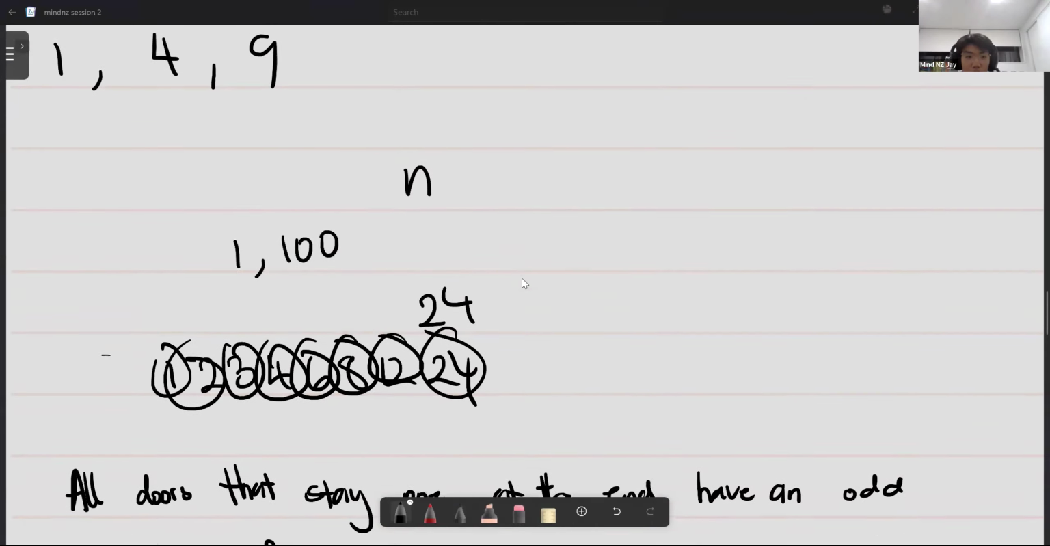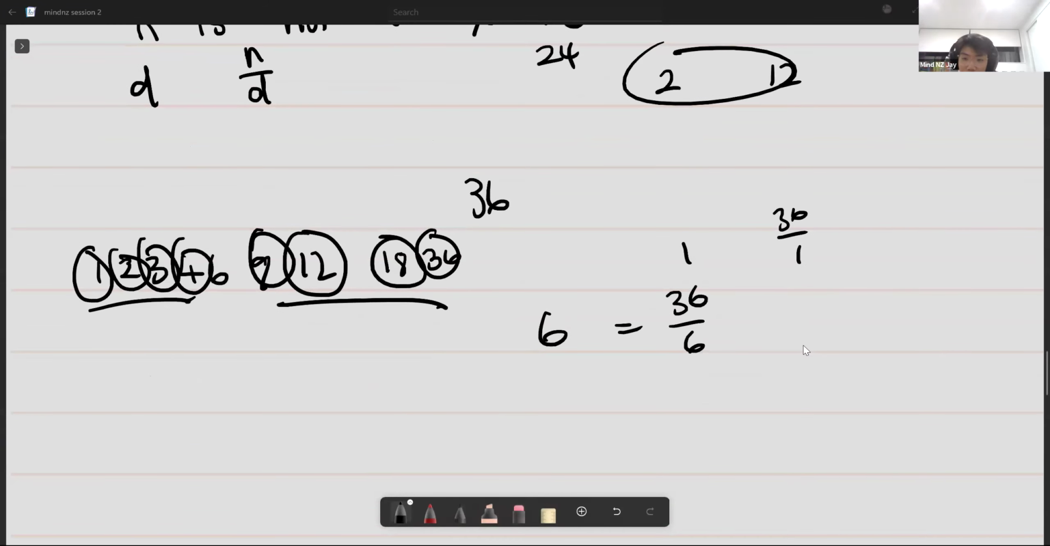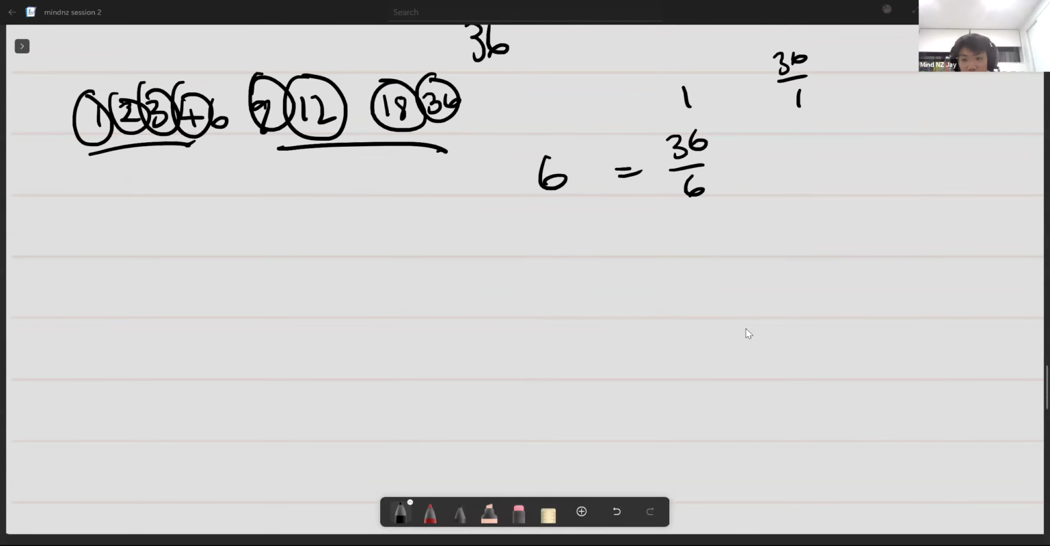And we've said before that all doors that stay open at the end have an odd number of divisors. And squares are the only numbers that have an odd number of divisors. And so the only doors that stay open at the end are squares.